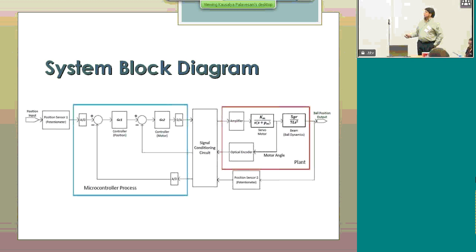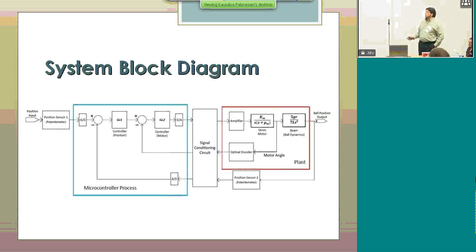And this is a block diagram of the system. The plant is just a servo motor and the dynamics of the ball, and the optical encoder as a sensor, and another position sensor over here. So there is a signal conditioning part here that we have to build with analog systems. And this part is implemented in the microcontroller, which is the actual controller.